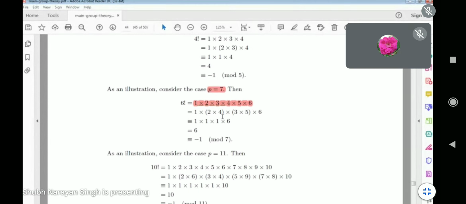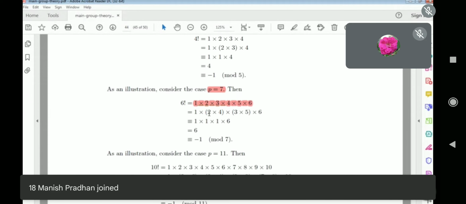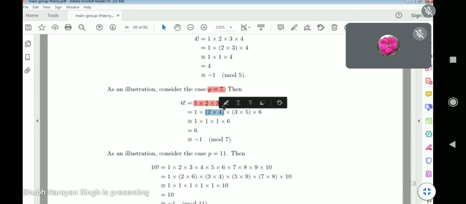And see, in the modulo 7 system, this element is nothing but 1. I think all of you agree. In the modulo 7 system, this element is nothing but 1 because this is 8, and 8 is equal to 1 in the modulo 7 system. Agree?